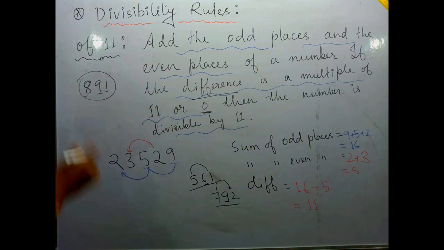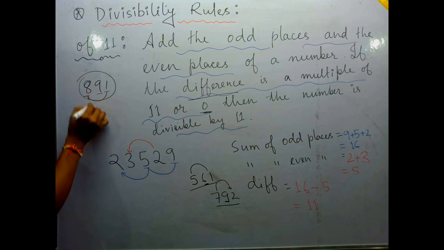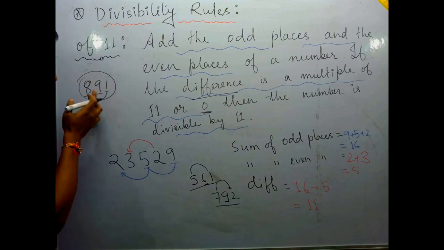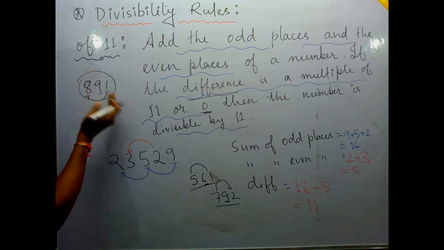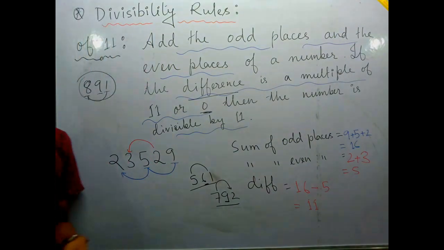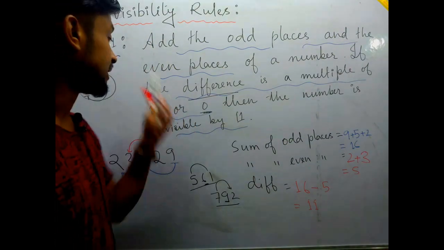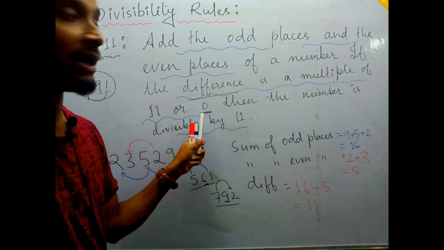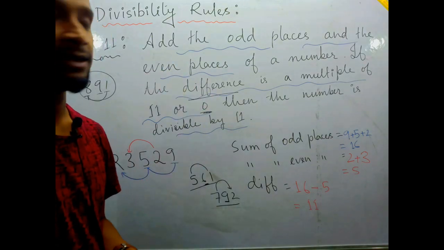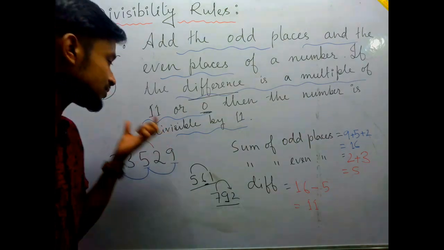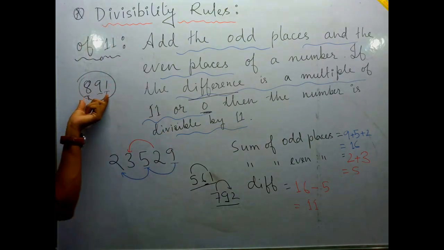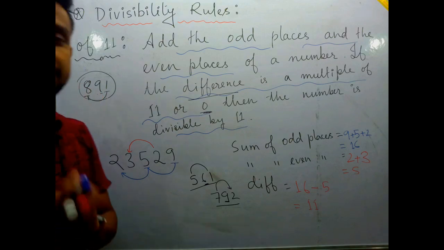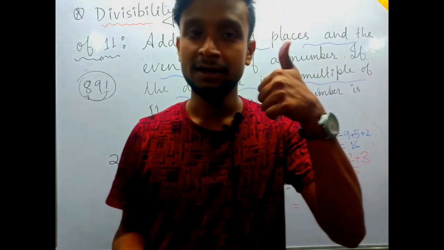How are we doing the same thing? See, 8 plus 1, these are the odd places, right? 1 plus 8 gives 9, and 9 minus 9, since the even place has only 9. So the difference will be 0, and our definition says that if the difference is 0, then it will be a multiple of 11. So for three-digit numbers, just add the ones place and the hundreds place, and if you get the middle number, then you can say that it is divisible by 11. Now we have learned the divisibility rules up to 11.